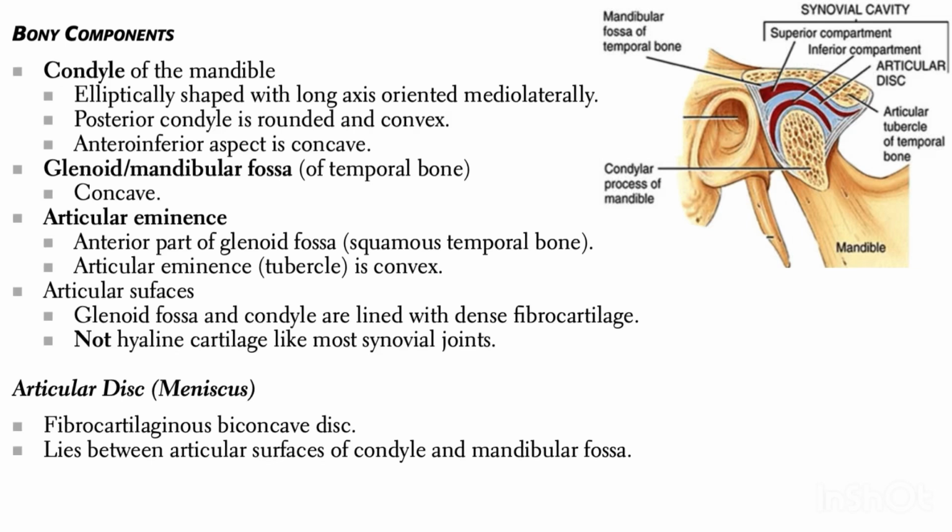Now, let's talk about the articular disc, which is also called the meniscus. So, remember the other name also, that meniscus is disc only. Now, this again is fibrocartilaginous and it is a biconcave disc. Biconcave lies between two bony components. That is, superiorly there is the glenoid fossa, in between there is the disc, inferiorly there is the mandibular condyle.